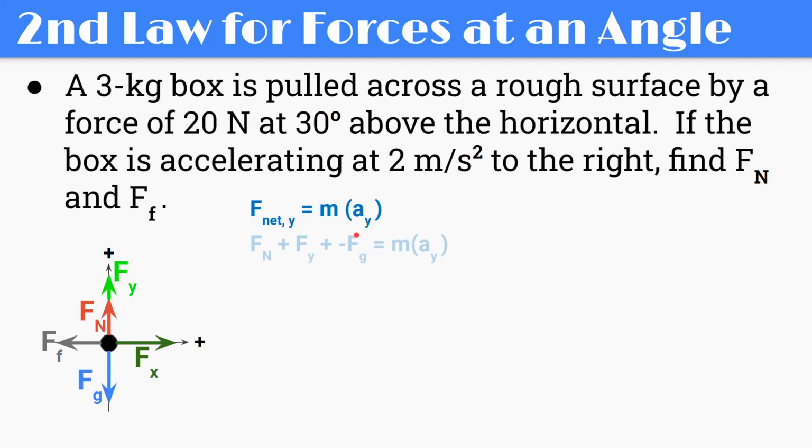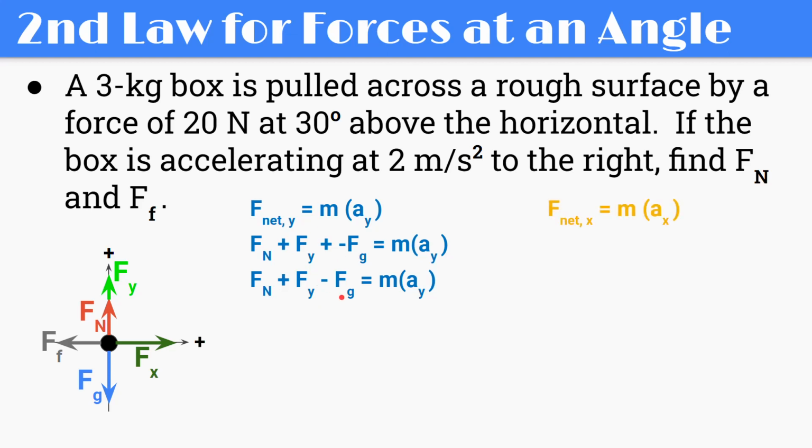I already know when I read the question, though, that my F net y is going to be 0. However, this normal force is part of this whole calculation here. It's a vertical force, and the question asks me to find it. Okay, but I know that my F net in the y direction is the sum of my forces, Fn, Fy, and Fg, which is downward, so negative Fg, will equal the mass times acceleration in the y direction. If I can rewrite this like this instead of adding a negative, I can just say subtract.